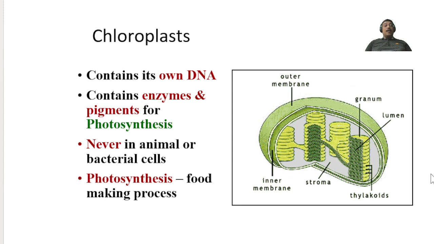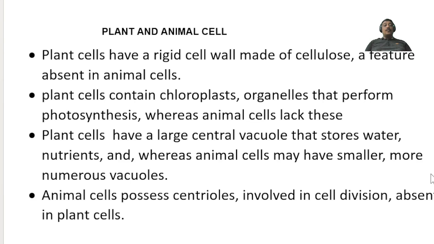And like mitochondria, chloroplast also has its own DNA. Remember, mitochondria also have their own DNA apart from the nucleus. Similarly, chloroplast also has its own DNA apart from the cell nucleus. Remember this, this is a very important point. And the function is to produce food through a process called photosynthesis. I will be discussing this in detail when I discuss photosynthesis.